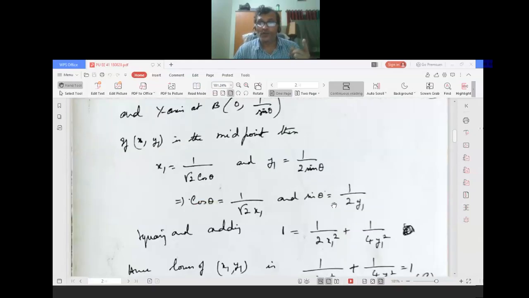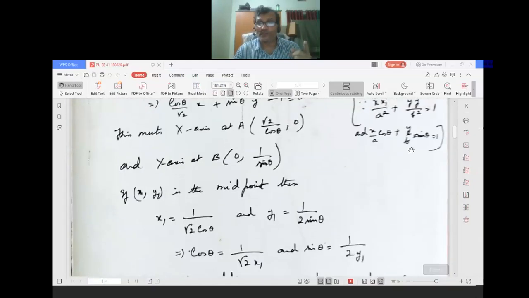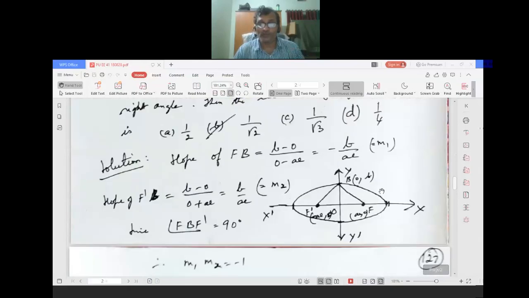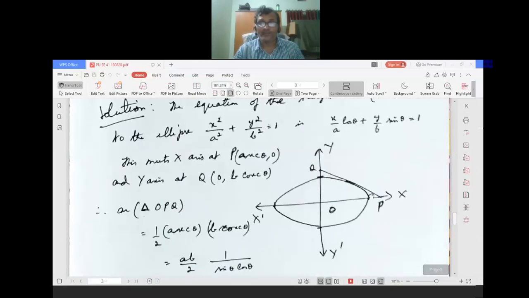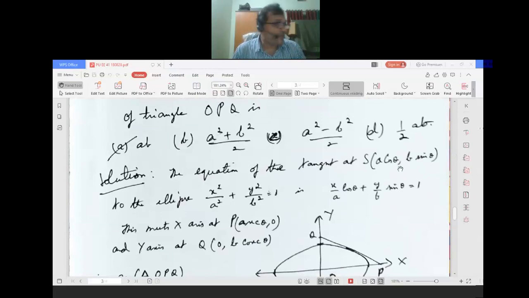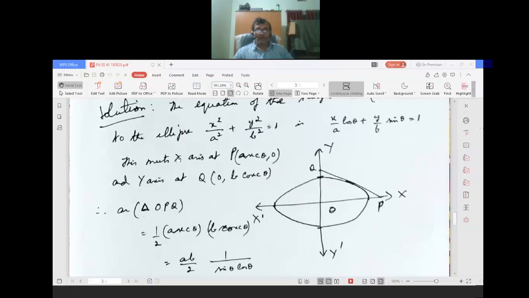Sometimes I'll use it, I told you here, x by a cos theta plus y by b sin theta. There are two formulas. I'll take the second one, that is, the equation of the tangent at a cos theta comma b sin theta to the ellipse x squared by a squared plus y squared by b squared equals 1 is given by x by a cos theta plus y by b sin theta is equal to 1. Now this line meets the x-axis.